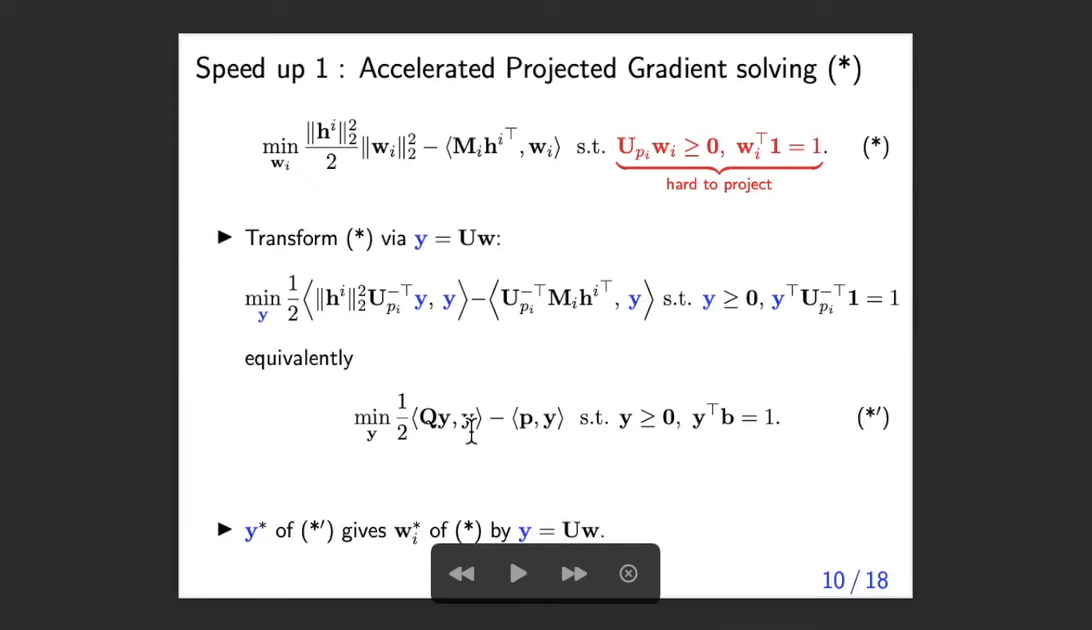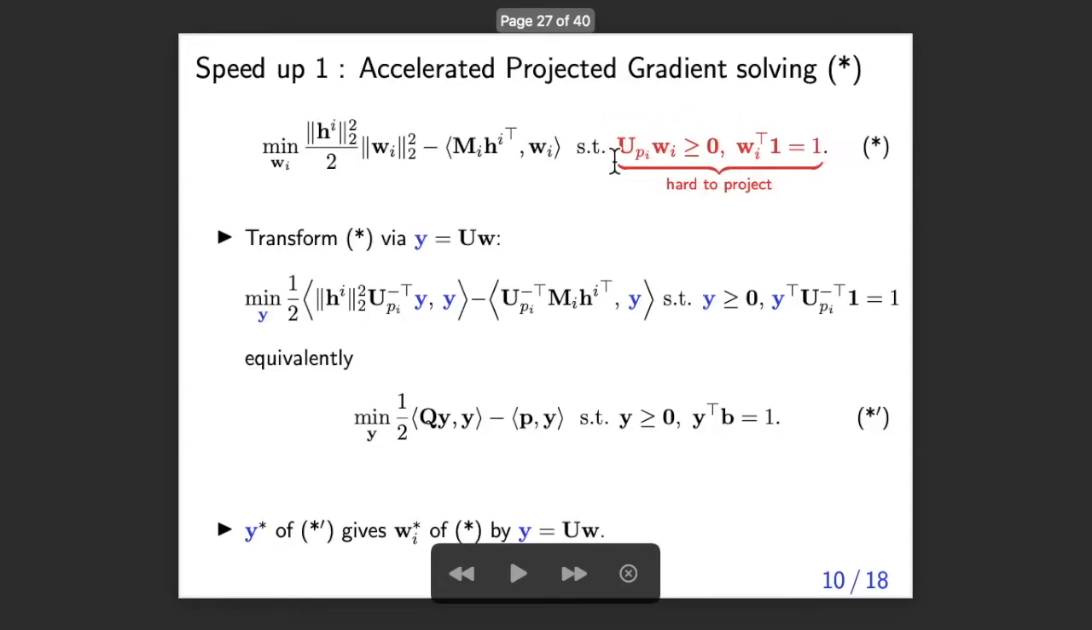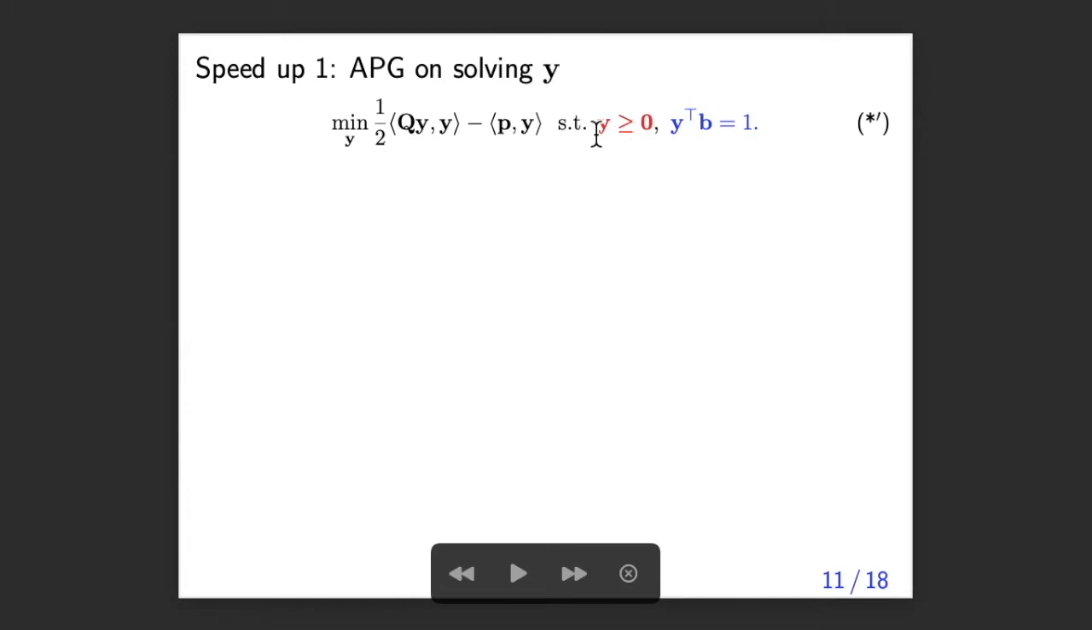That is, we solve this problem, then we get the solution of this problem. Then how to solve star prime? Again, APG. The difference between the star prime and the star is that now here, this inequality constraint, we only have one variable. Before, we have a matrix multiplied, but now we don't have that matrix. This suddenly becomes easier to solve.